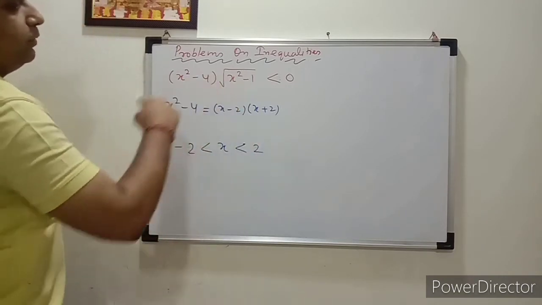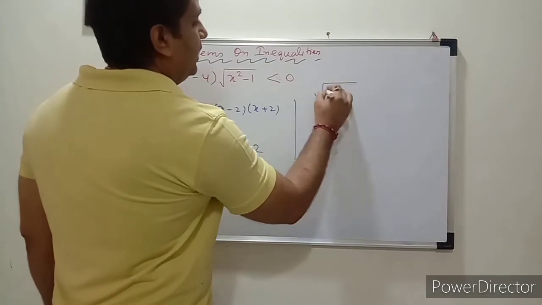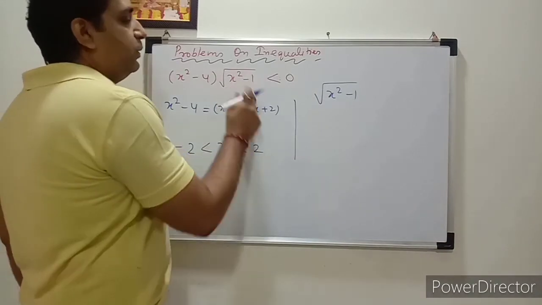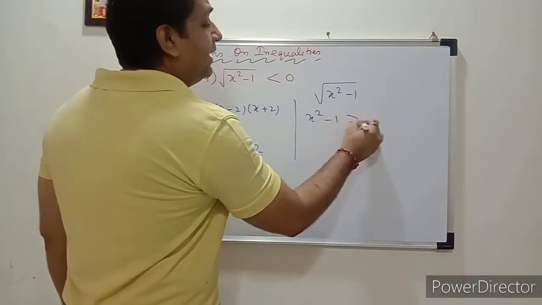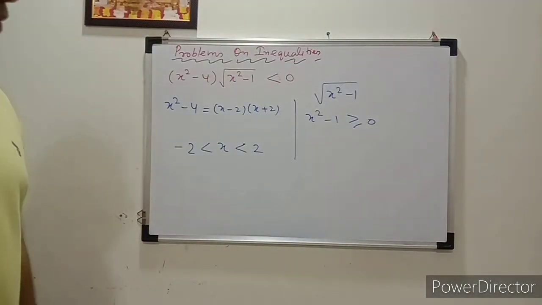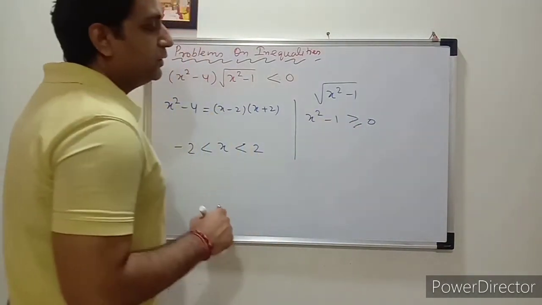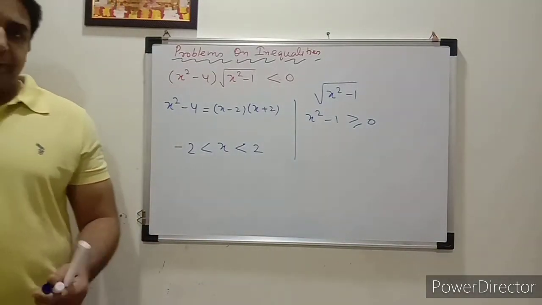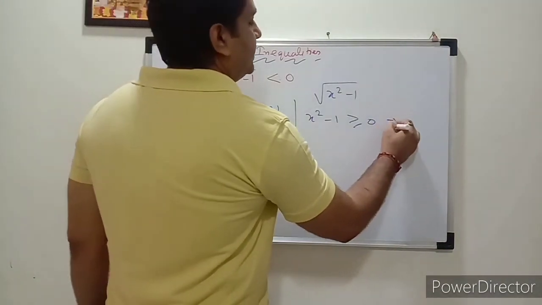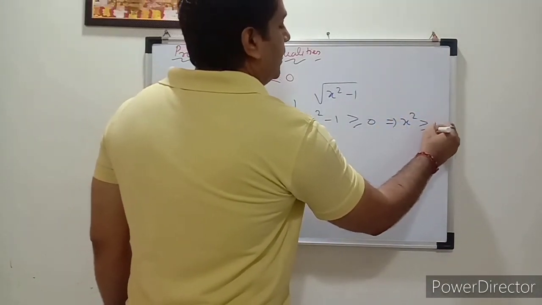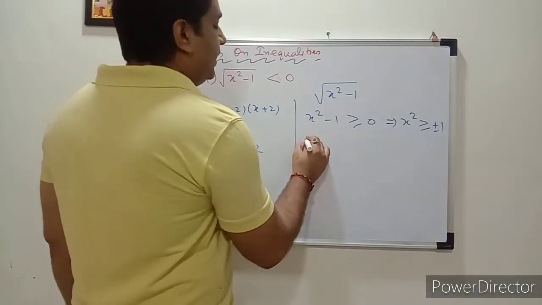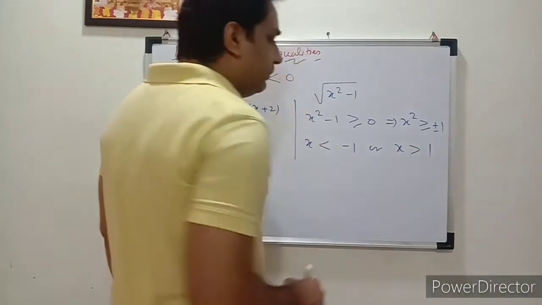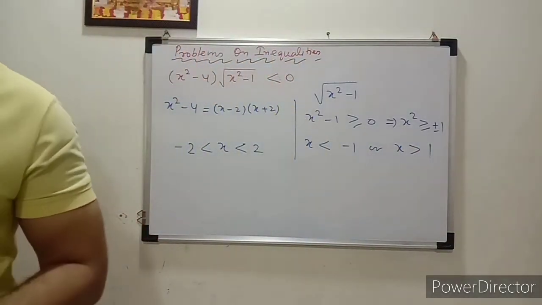What about this? It is given under root x² − 1. You know that whatever value is given under the root, x² − 1 should be greater than or equal to 0, then it will be defined, otherwise not. So x² − 1 is greater than or equal to 0. It means x² is greater than or equal to 1, and that is nothing but x will be less than or equal to −1 or x will be greater than or equal to 1. Is it okay, everyone?